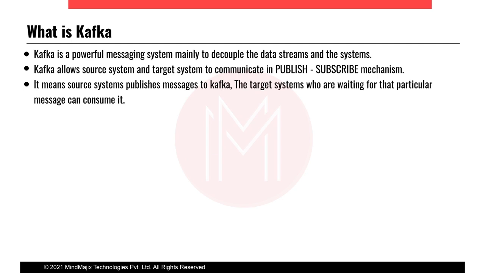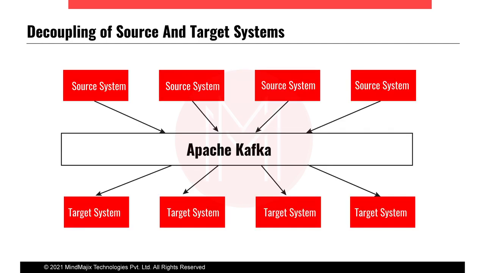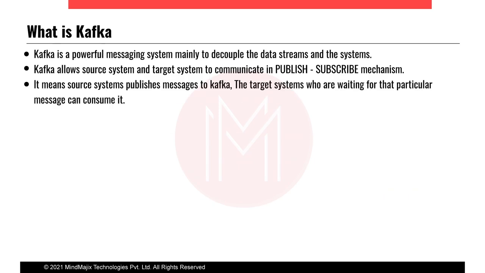So the thing is, as you see in the previous picture, there is no direct communication between your source and target systems. The communication is happening via Apache Kafka. So the source system and target system are not coupled to each other. Coupled means there is a direct communication, but here there is no direct communication. It's a decoupling. So we are decoupling the source and target system. It means there is no need of direct communication between source and target.